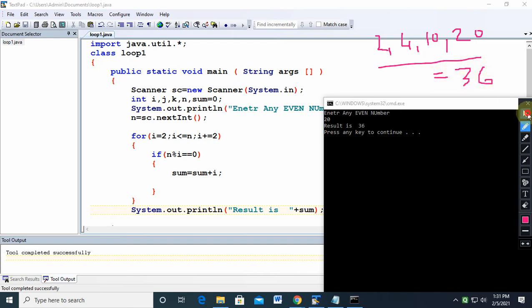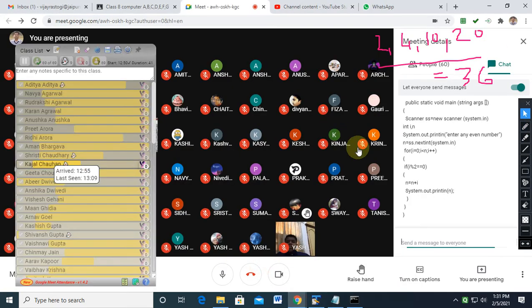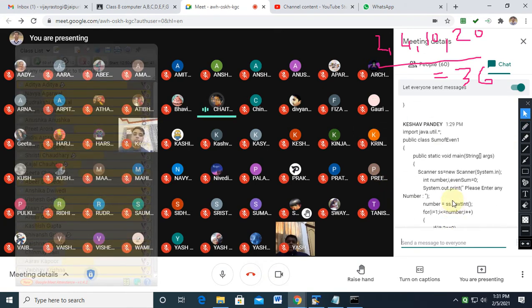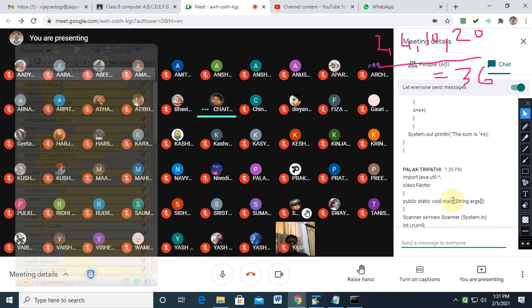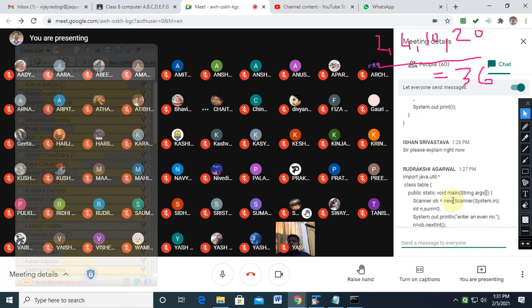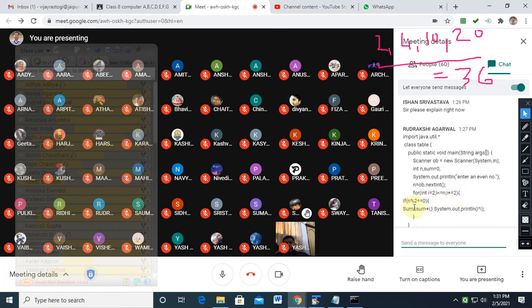Sir, what mistake did I do? Beta, may I know your name? Rudrakshi. My mistake, sir, I didn't add S. Yes. Let me tell you, Rudrakshi, you are doing n mod 2. That is wrong, na? N mod 2 means only the number you are checking for even or odd. You need to check for the factors. So n mod I. So only this missing was there.